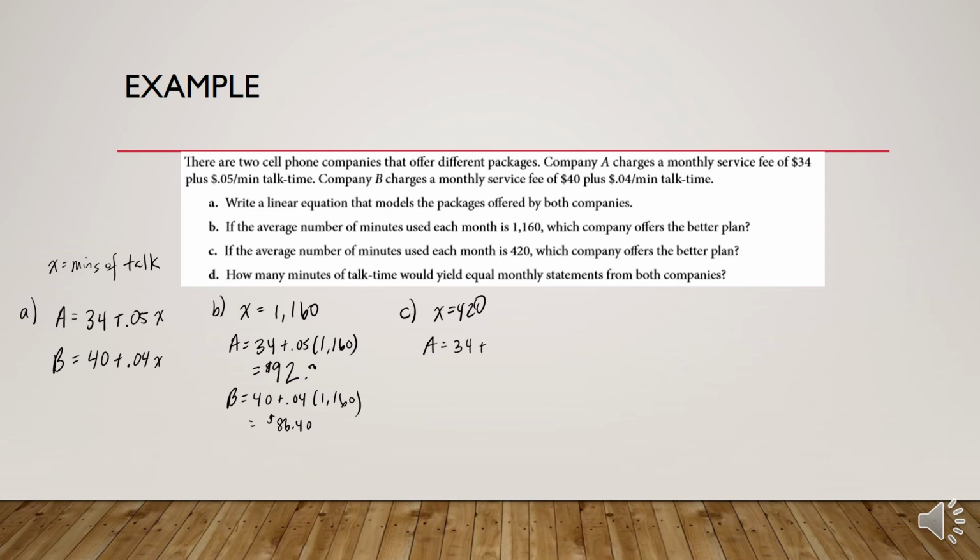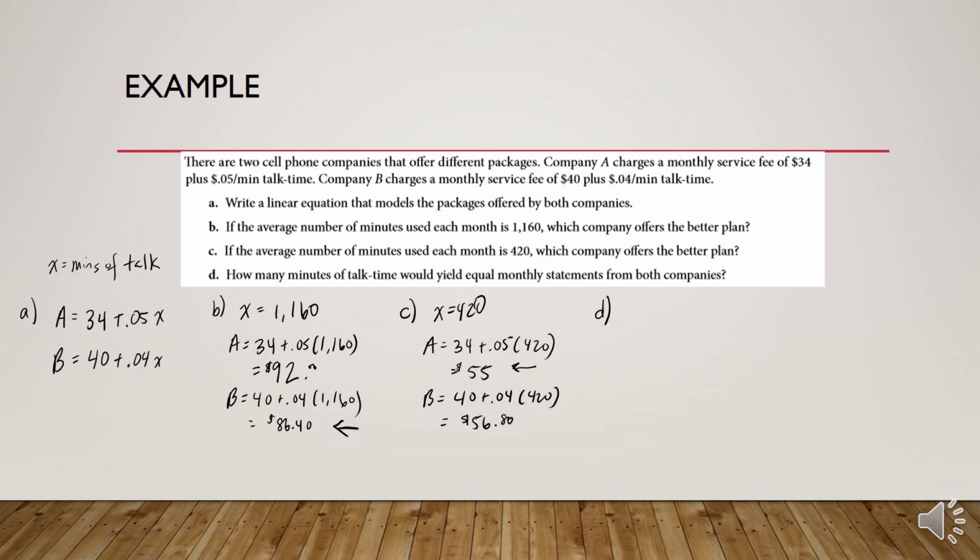So 34 plus 5 cents times 420, which I got $55. And then for company B, 40 plus 0.04 times 420, I got $56.80. So company B was the better plan when I talked 1,160 minutes. Looks like company A now, though, is a little bit cheaper. So if I only talk 420 minutes, I should go with company A.